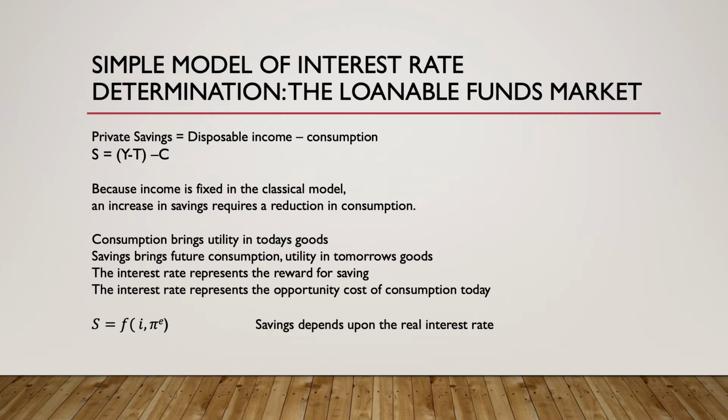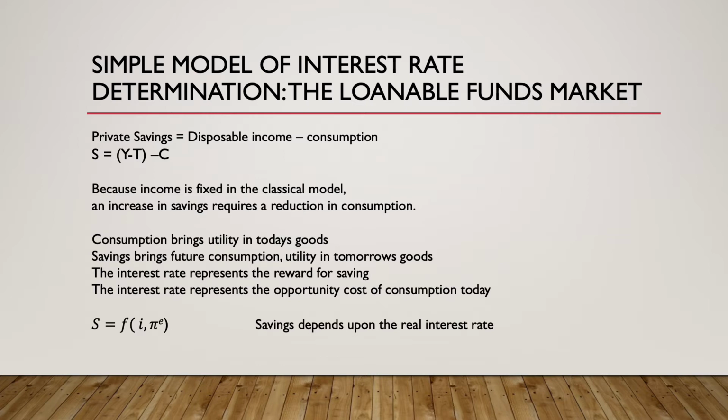It's postponed consumption. So we're looking at a trade-off between utility from consumption goods today and utility from consumption goods at some future time. The interest rate represents the reward for savings. The interest rate then represents the opportunity cost of consumption today. Look, if I've got disposable income, I use it to consume today, I get the utility of today's consumption, but I lose the utility of tomorrow's consumption that I would have had if I had saved, right? So that interest rate will govern the value of consumption today versus consumption tomorrow, or savings.